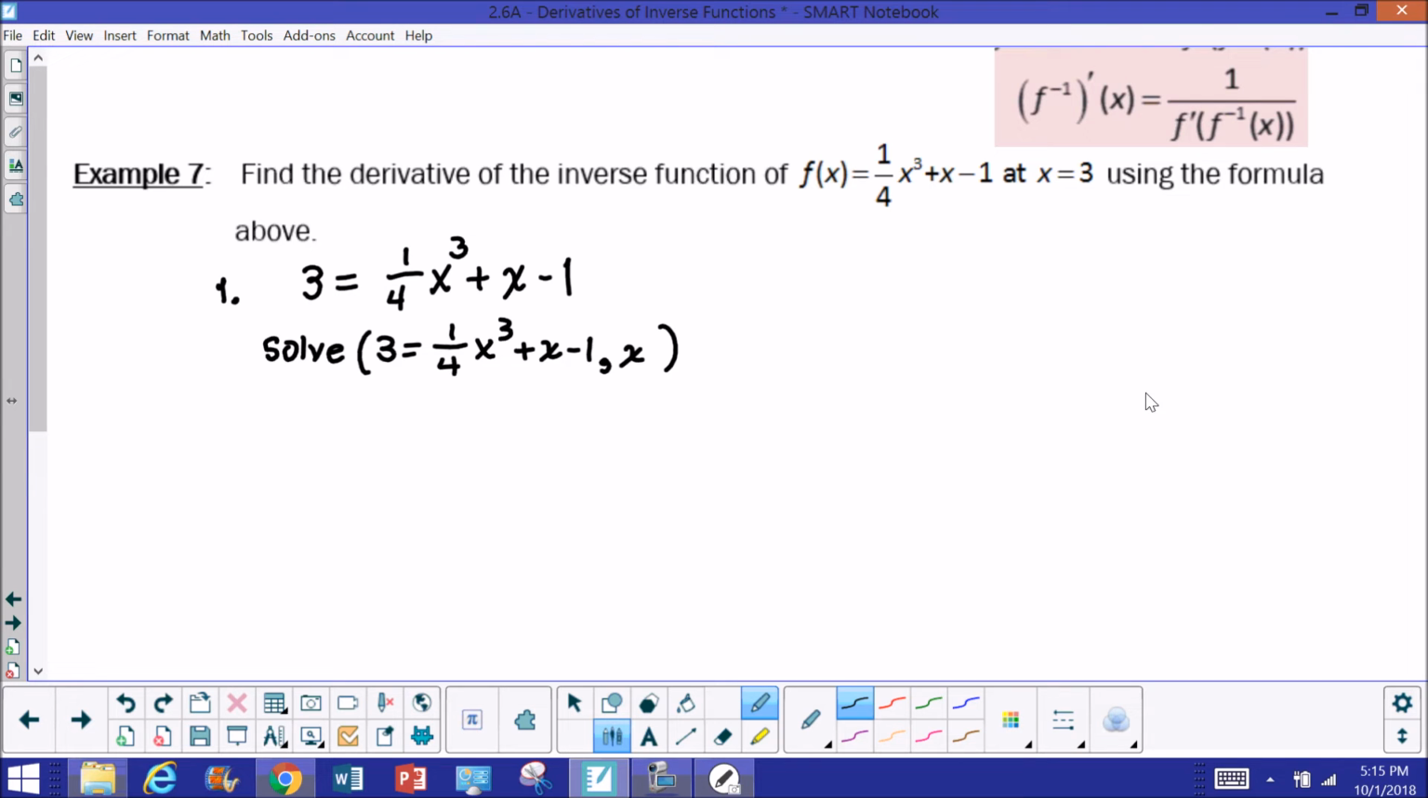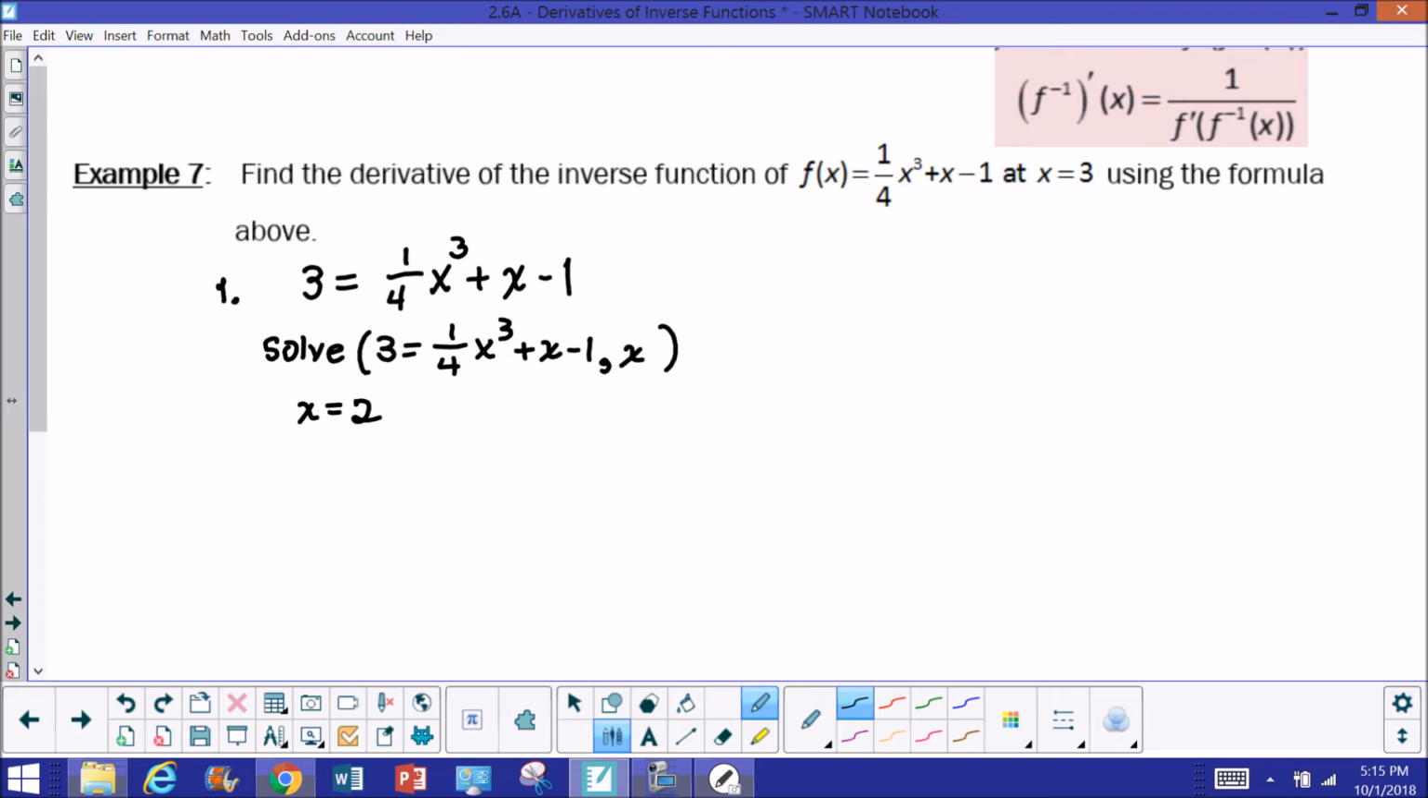Now, hopefully you've had a chance to do that. Perhaps you could pause the video. In any event, you will get x is equivalent to 2. Now, wait a minute, we didn't need a calculator for that. Could we have figured this out by some other means? And the answer is yes.